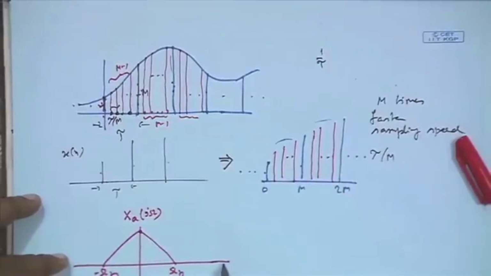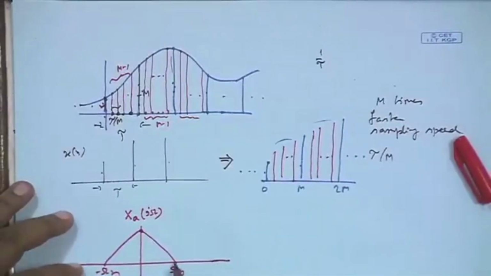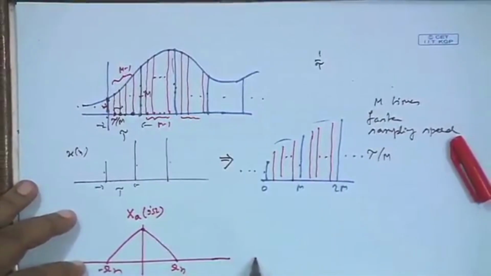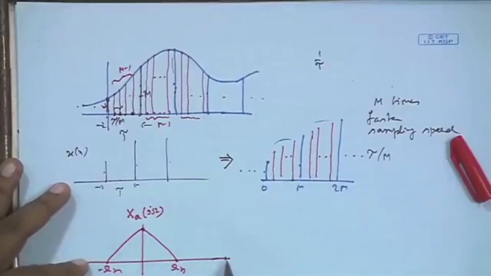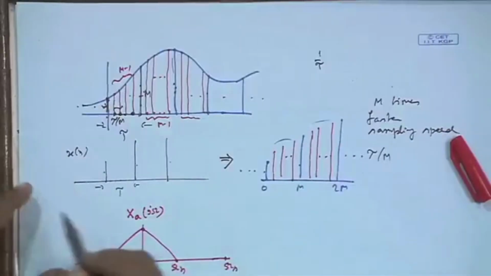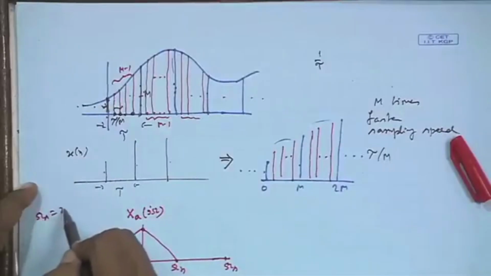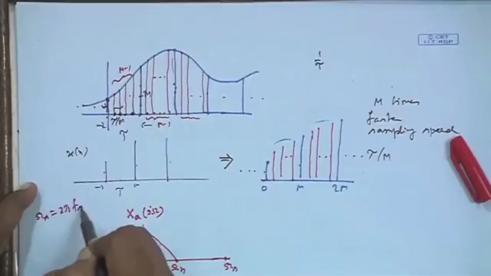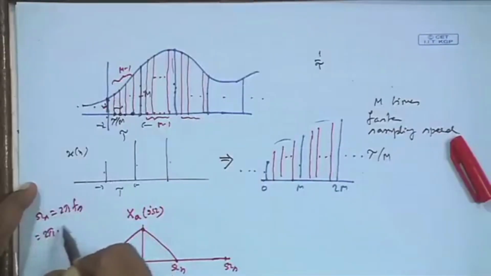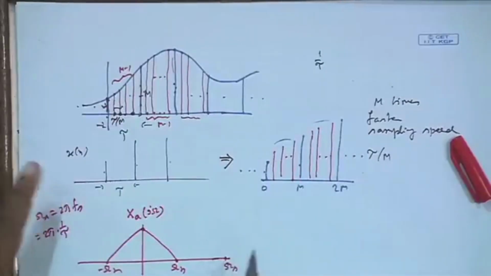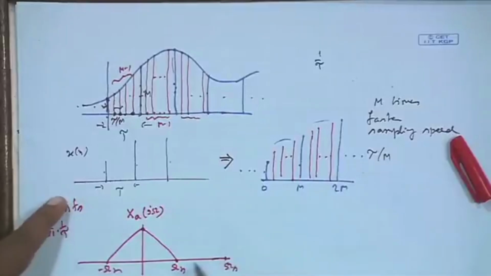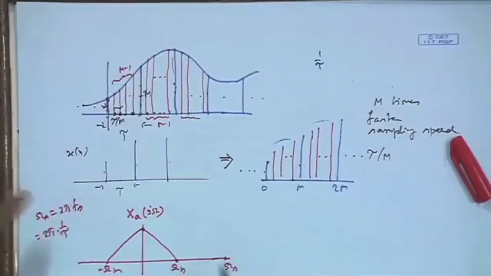So, your sampling frequency, in order to avoid aliasing, should be at least twice omega h or more. I start with the extreme, borderline case, that is omega s. Omega s is 2 pi into sampling frequency f s, and f s is 1 by tau. I am taking the case where omega s is just twice omega h, so on the verge of aliasing.